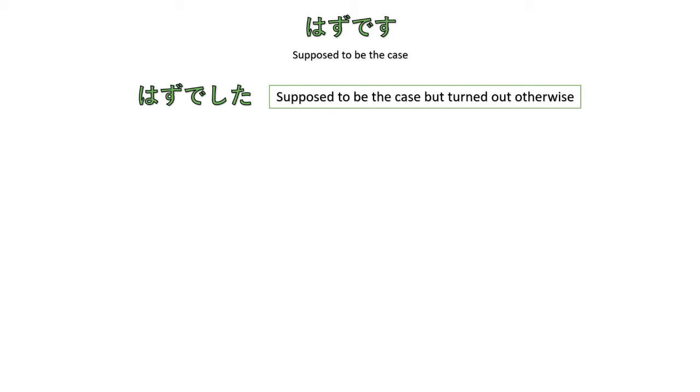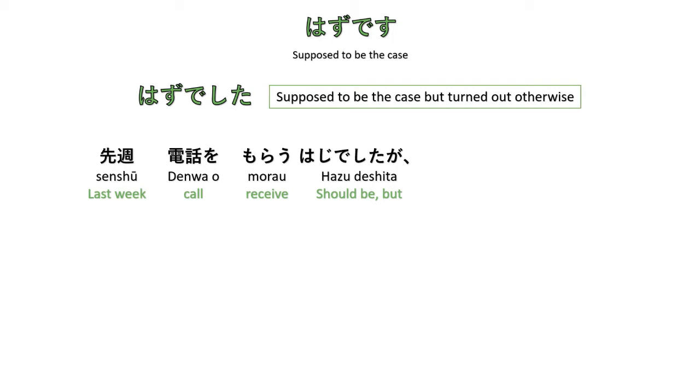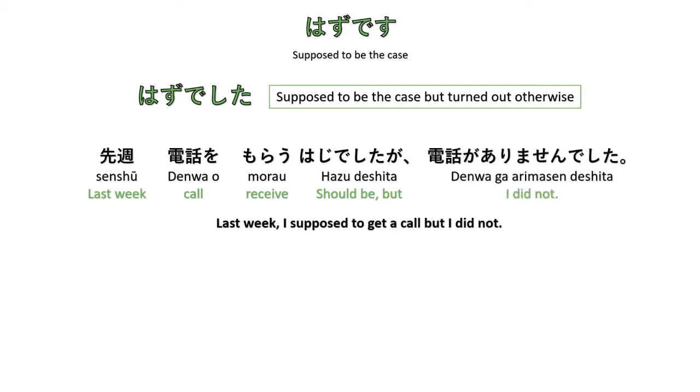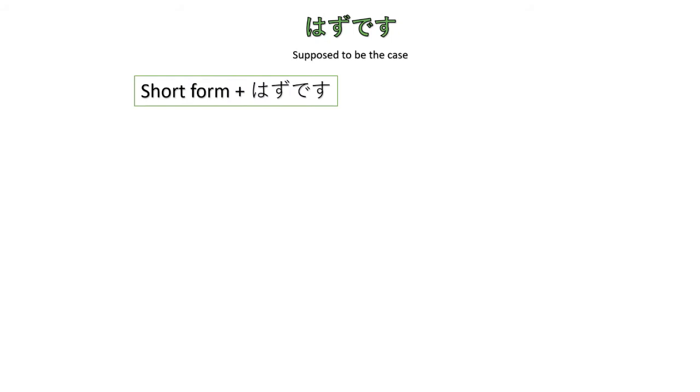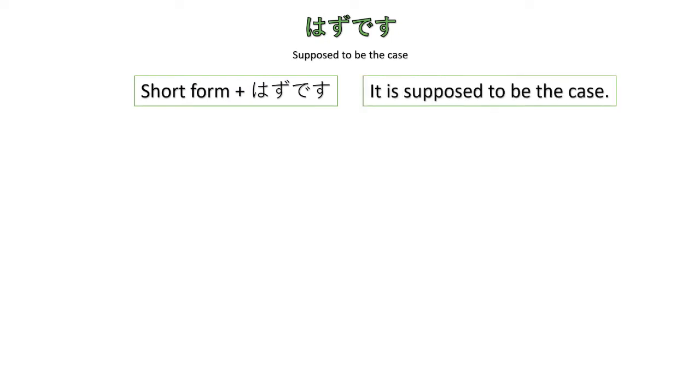Now we can use hazu deshita when we suppose something to be the case, but it turned out not to be the case. For example, 先週電話をもらうはずでした。Last week, I should have received a call, or I was supposed to receive a call last week. So we use here deshita because 電話がありませんでした。I did not. 先週電話をもらうはずでした。電話がありませんでした。So we use the short form plus hazu desu. It is supposed to be the case or should be the case.